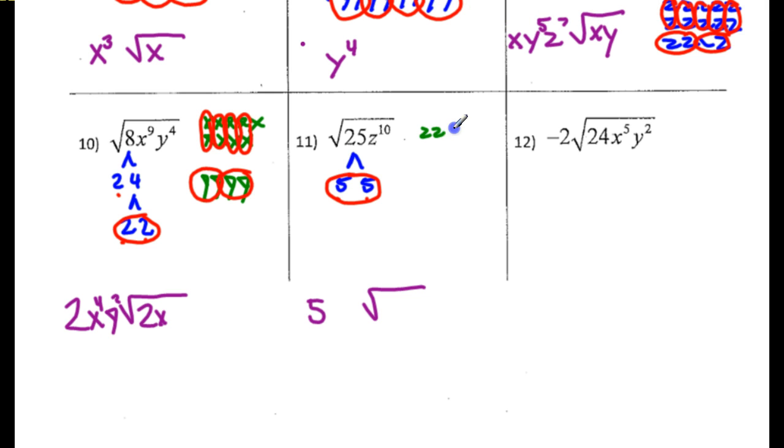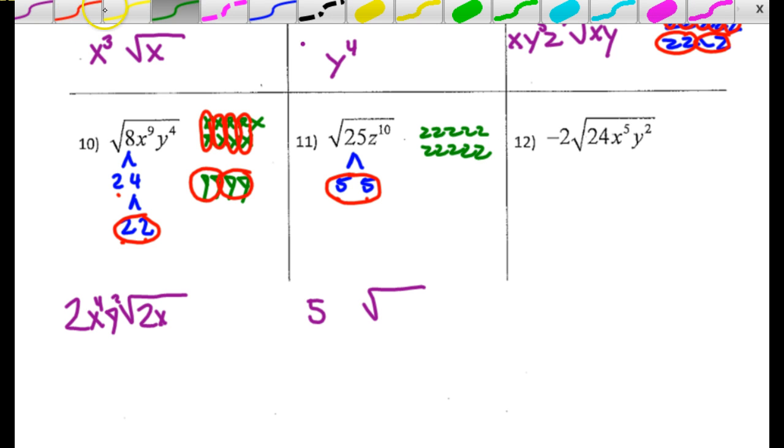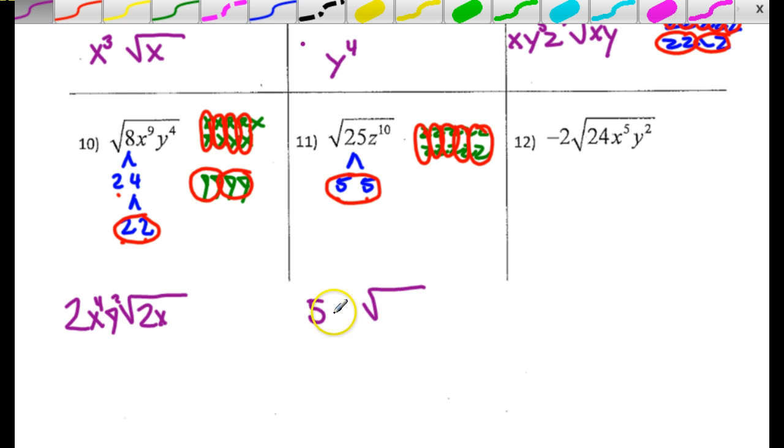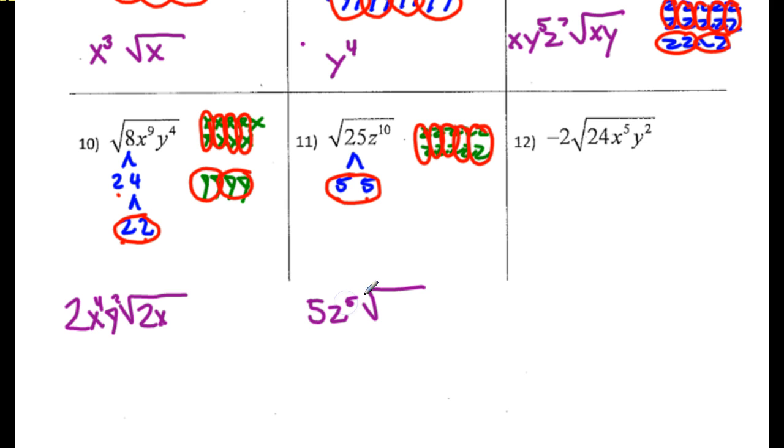So 1, 2, 3, 4, 5, 6, 7, 8, 9, 10. How many pairs of z's do I have? 1, 2, 3, 4, 5. So that means z to the 5th comes out and there's no z's left inside. So just like we saw up here on number 8, if there's nothing left inside, you don't need that radical sign anymore. Everything simplified, everything came out. Okay? Alright, number 12.